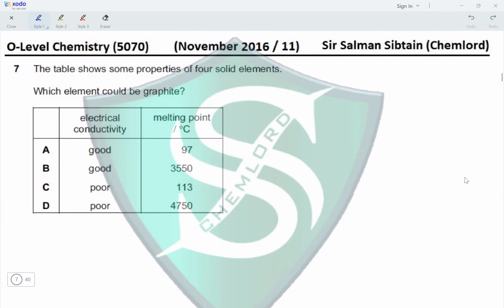Question 7. The table shows some properties of four solid elements. Which element could be graphite? Now, since graphite is a covalent macromolecule, it will have a very high melting point. So, very high melting points are 3550 and 4750. This eliminates options A and C. But graphite also conducts electricity. Option B says that the electrical conductivity is good, whereas option D says that the electrical conductivity is poor, making option D incorrect and option B the correct option for this question.